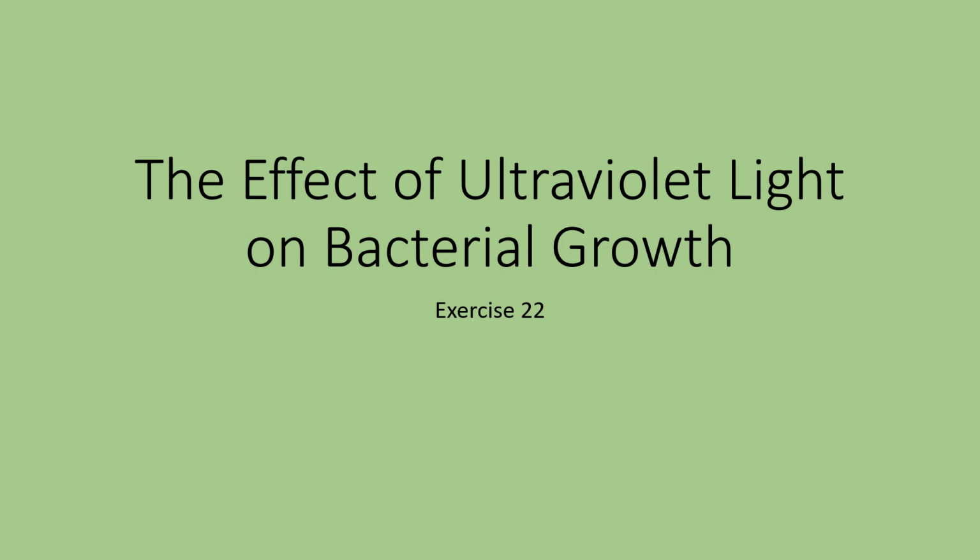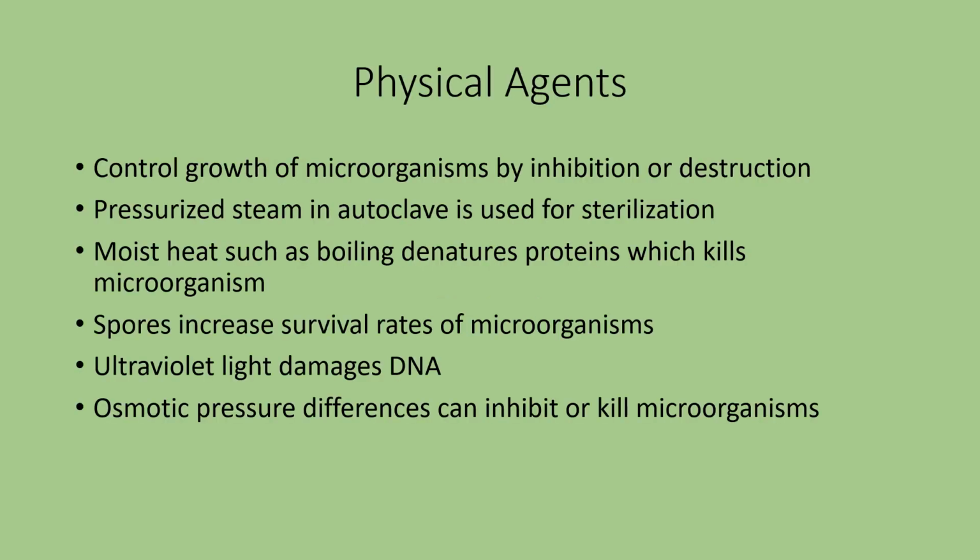This experiment is another example of using physical agents to help control the growth of bacteria. Specifically, for the experiment, you're going to be looking at UV light. Just as a reminder, physical agents either inhibit the growth or maybe even actually destroy the growth of not just bacteria, but fungi, viruses, etc.